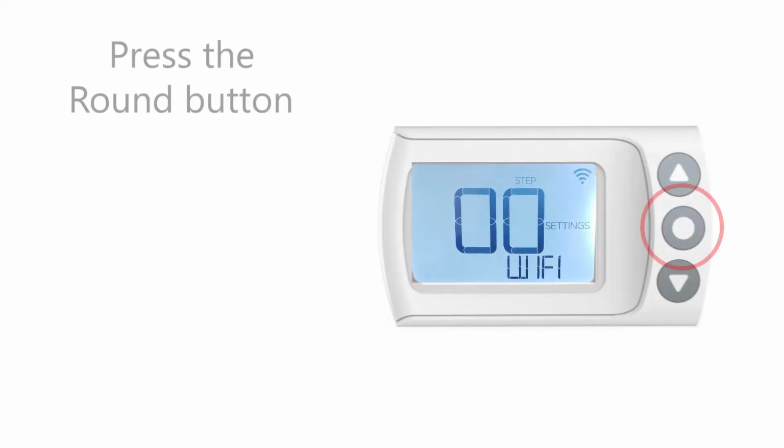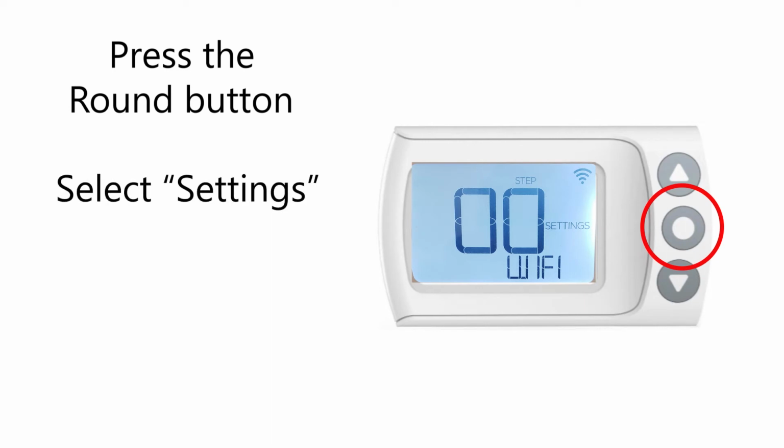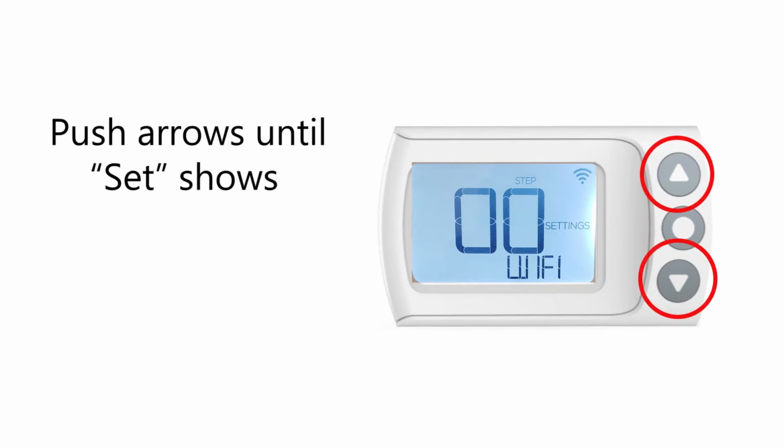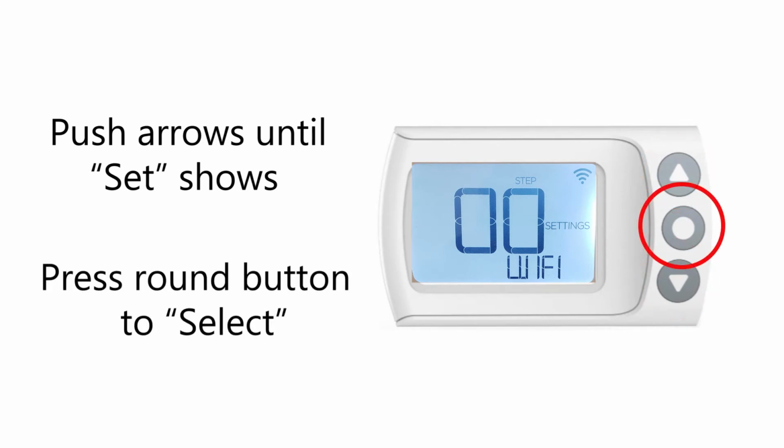First, press the round button on your CS1 to access the main menu, and select Settings by pressing the round button. Then select Wi-Fi. Next, push the up or down arrows until Set appears on the screen, then select using the round button.